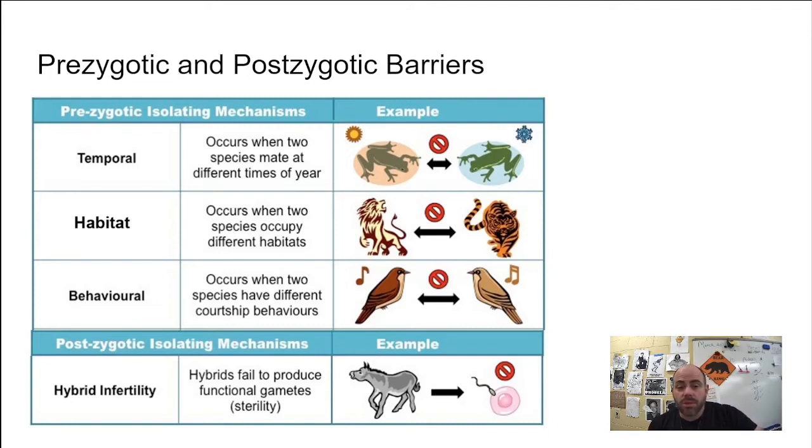A mule is a mix between a horse and a donkey, and horses and donkeys are two separate species because they cannot make fertile offspring, right? There's a postzygotic barrier.